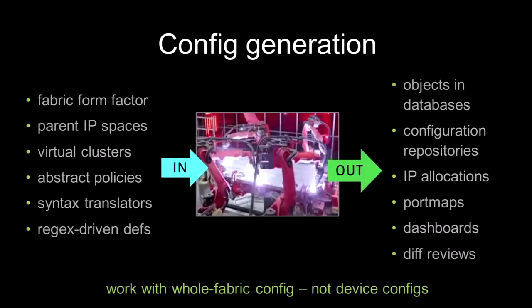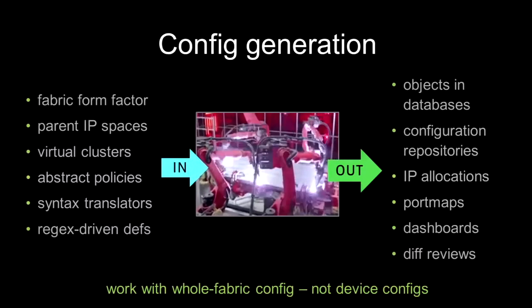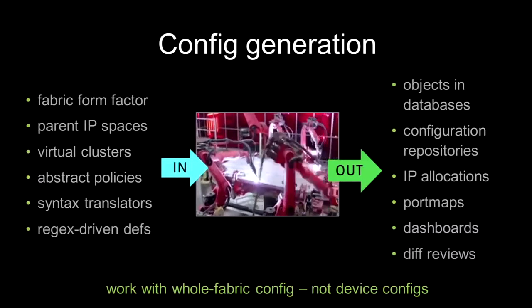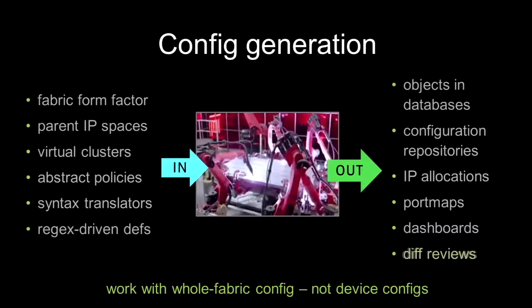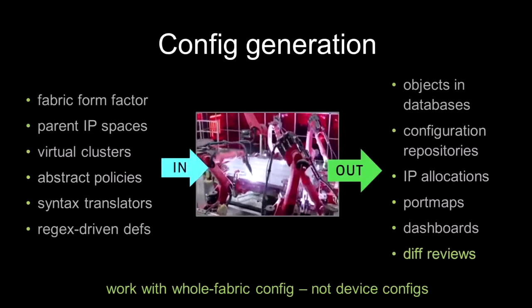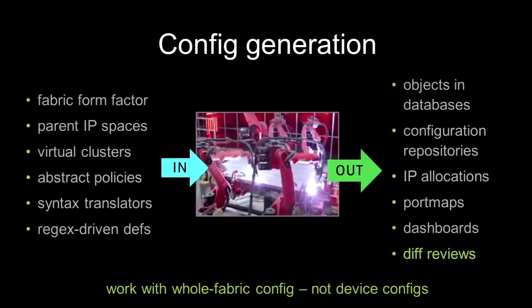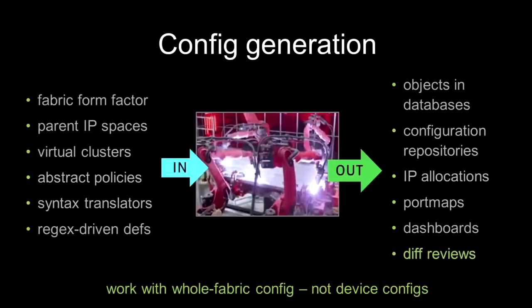So again, the main differentiator, we are not working with device configs anymore. Device config is a derived element. We are working with the whole fabric config. And the other thing, we are doing this the same way as we are working with our code. So all the inputs and outputs go through the same diff review process as what we used for our programs, which is very commonly used in this environment and ensures integrity.